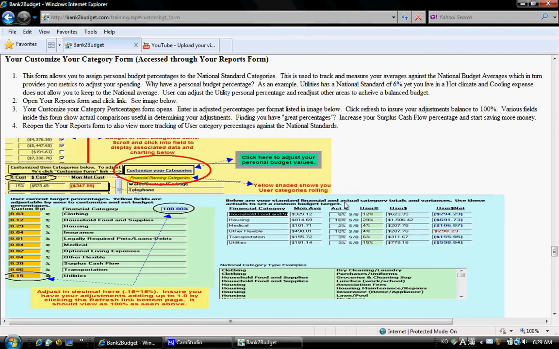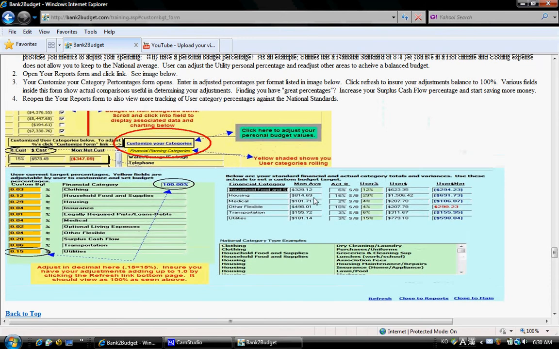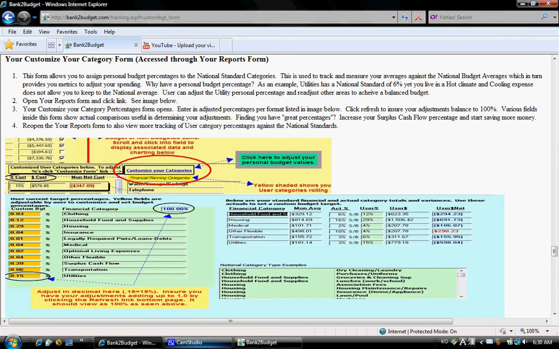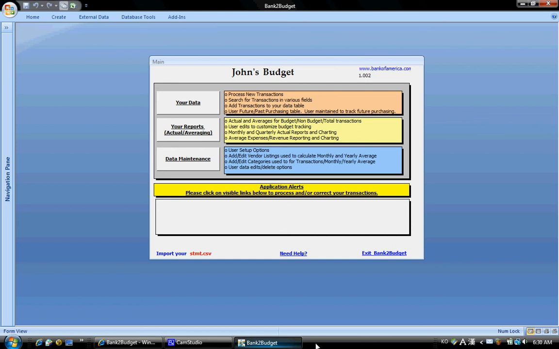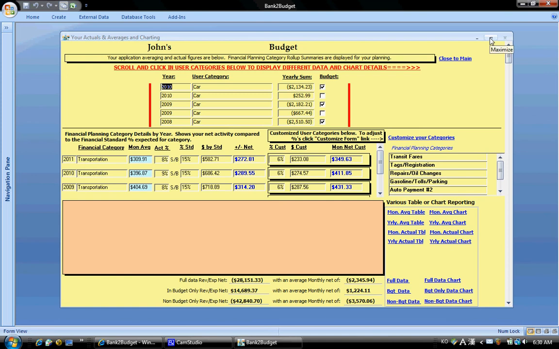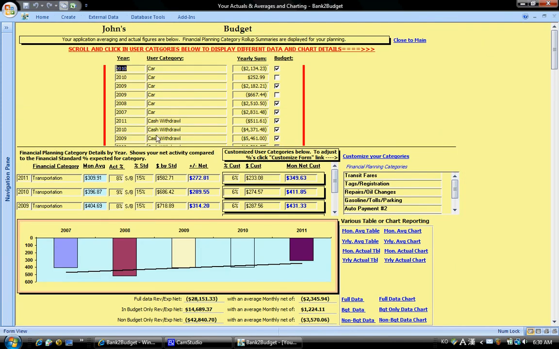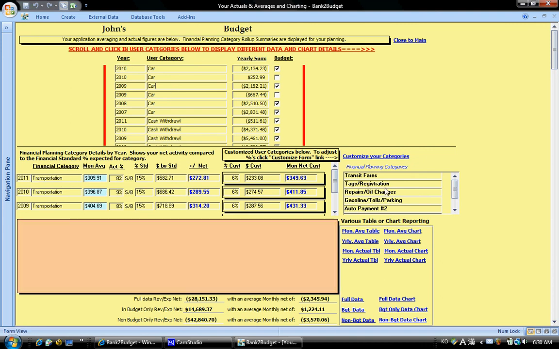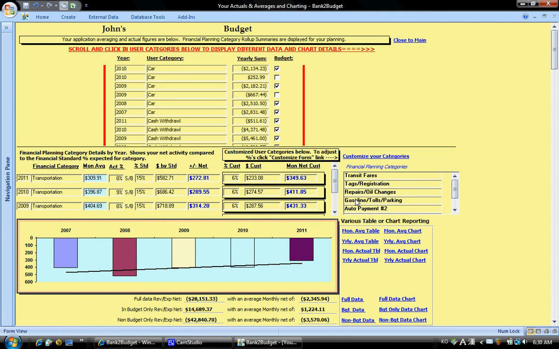So that's a little complex, but let's go ahead and take a look. That's the best way to check this out. Okay, John's budget. Once again, your reports is how it's accessed. You can maximize the form. And of course in here you see the analysis of car transportation. The gasoline, car repairs, and tag registration are samples of what goes into this category here.